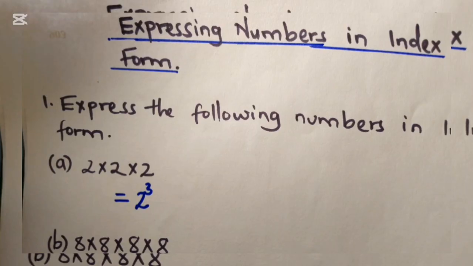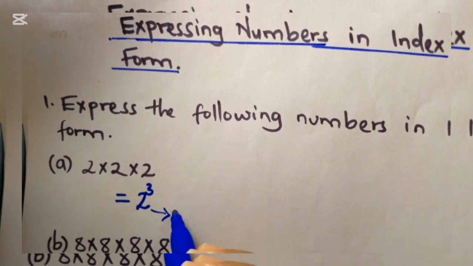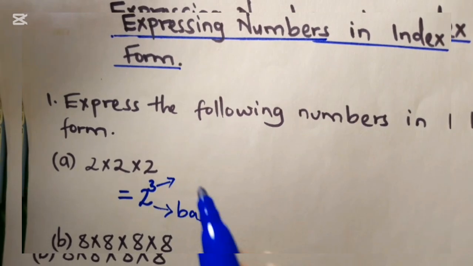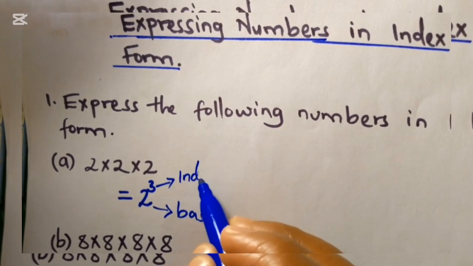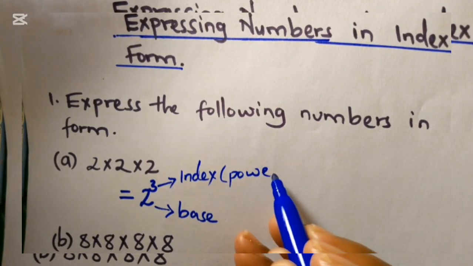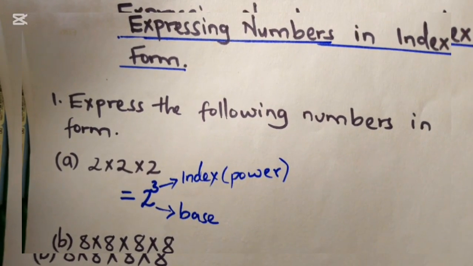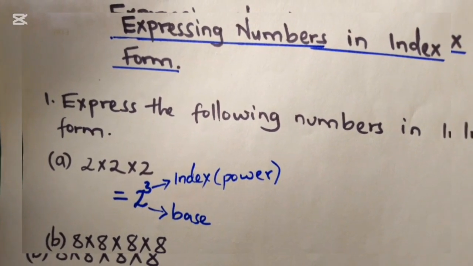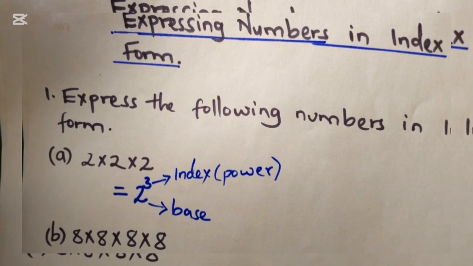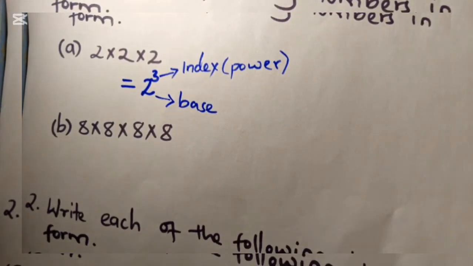And in the introduction, we say that this 2 is called a base, and this 3 is called an index. This index can be called power. The power to which a number has been raised to is what we call an index. So that is 2 power 3 or index 3.